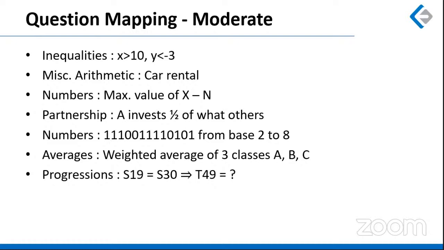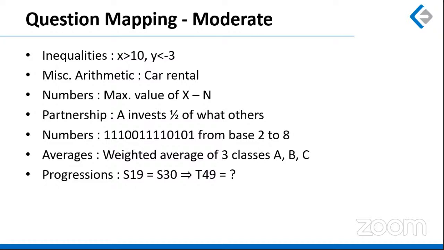A question on progression where it was given that S19 is equal to S30. That is, the sum of the first 19 terms is equal to the sum of the first 30 terms. We have to find out the value of the 49th term. There is a proper concept involved here, which will be taught to you during progression.